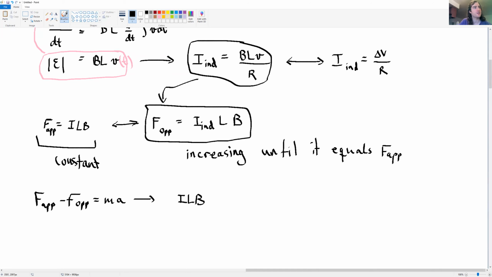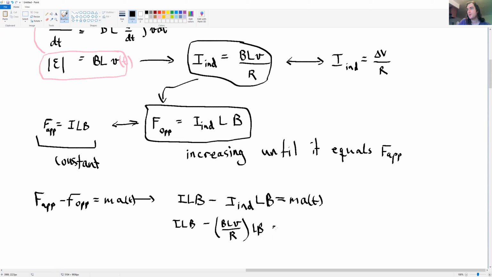So this is literally just a constant term in this equation, minus I induced LB. And I induced changes with time. So the acceleration is a function of time, and the velocity is going to be a function of time, because I induced depends on the velocity. Let's plug it in. ILB minus I induced, which is BLV over R, times LB, equals MA.